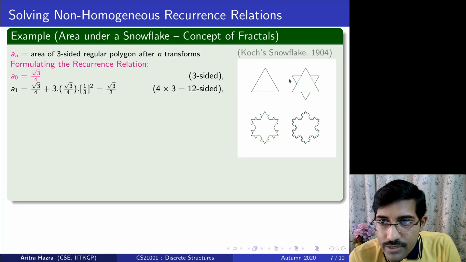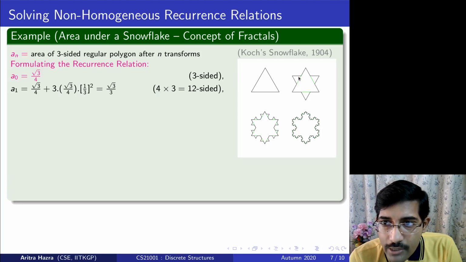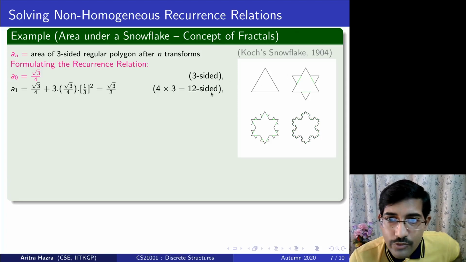So 3 sides, and into each side, so each side now has 2 extra. Since I started off with a triangle, one edge will be merged here, so additional 3 minus 1, 2 edges will be added for each side. So 4 into 3, 12-sided.